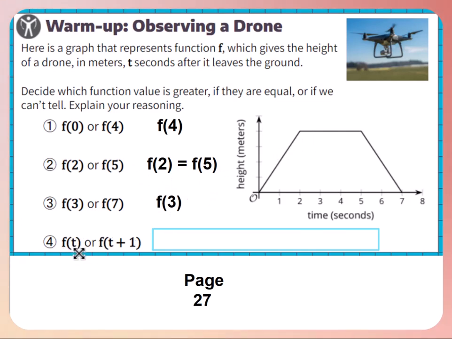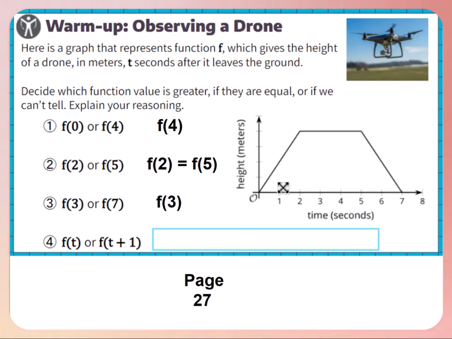Is f of t or f of t plus 1 greater? So f of t could be anything between 0 and 7. Let's start with 0. f of 0 is 0. When x is 0, or when the time is 0, the output, the height, is also 0. Now let's add 1 to that amount. So we're going to get 1. f of 1 is going to be higher.